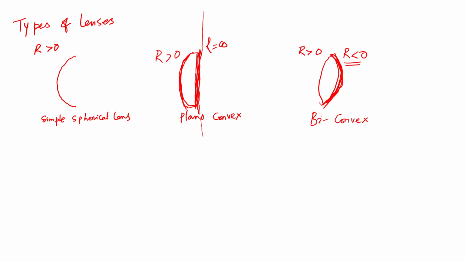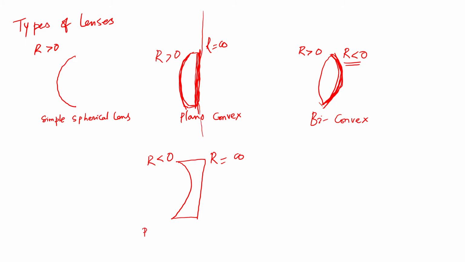Okay, now let's look at, say, a plano-concave lens, right? A plano-concave lens would look something like that. One side it's a plane and another side it's concave. So for the plane part, the radius of curvature is infinity. How about the radius of curvature for the concave part? It should be less than 0, right? How about a biconcave lens?